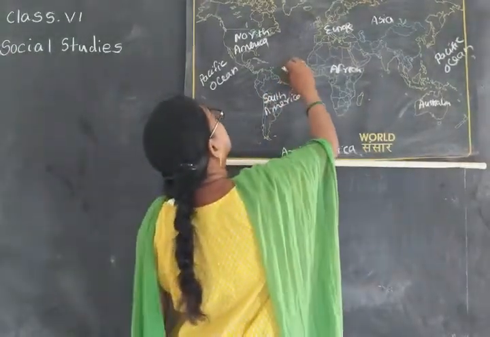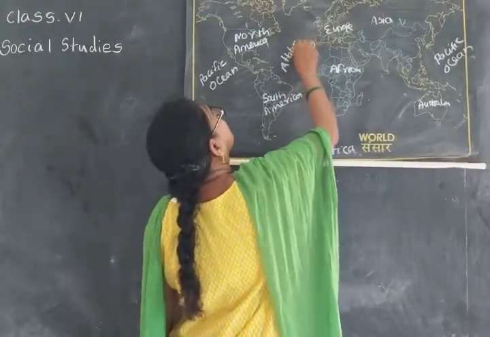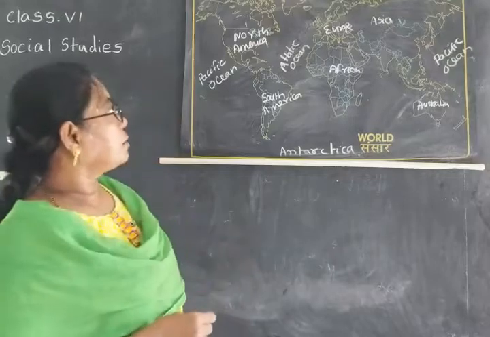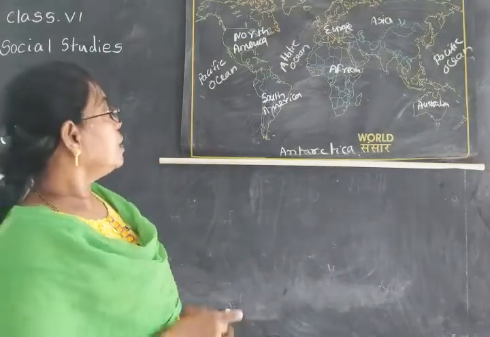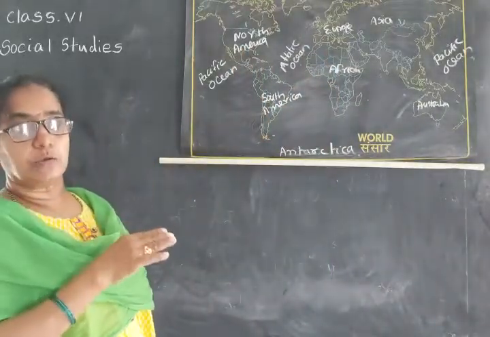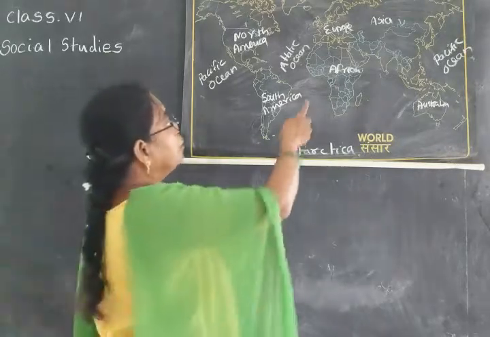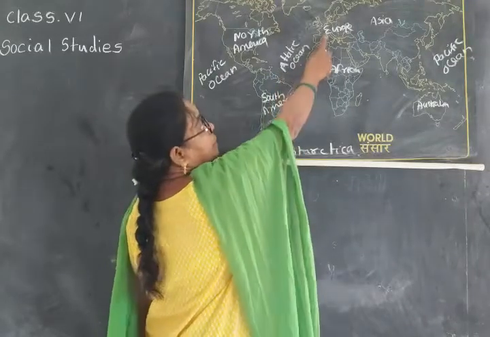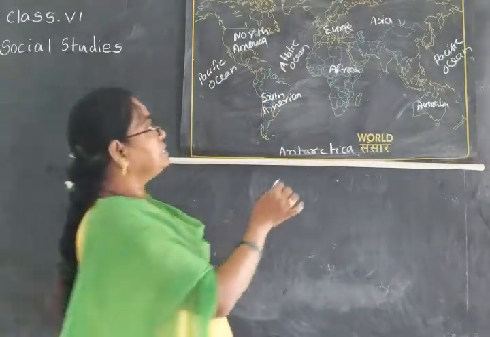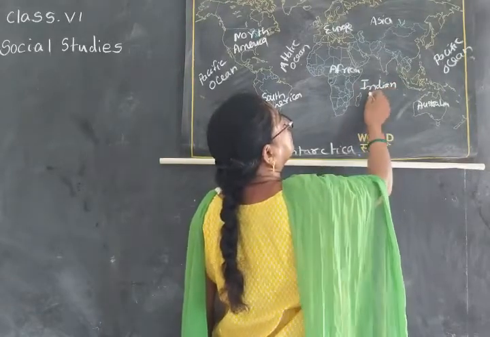Next one is the Atlantic Ocean. What is the specialty of the Atlantic Ocean? It is the second largest ocean and it separates Europe and Africa from North America and South America. It is located between North America and South America, and Europe and Africa. Again, the Atlantic Ocean separates Europe and Africa from North America and South America. Next one is the Indian Ocean. The Indian Ocean is the third largest ocean.